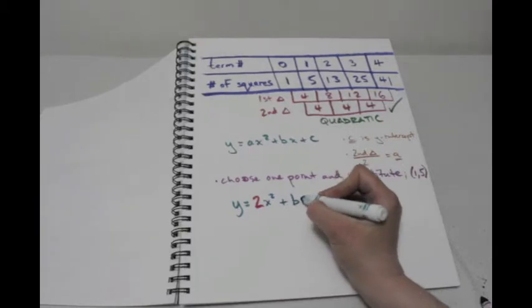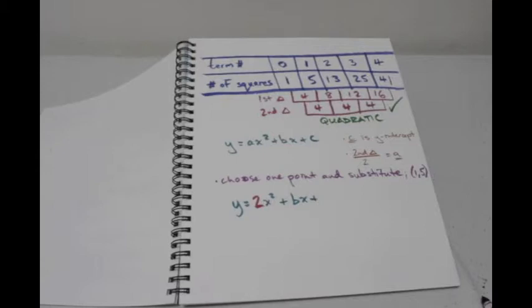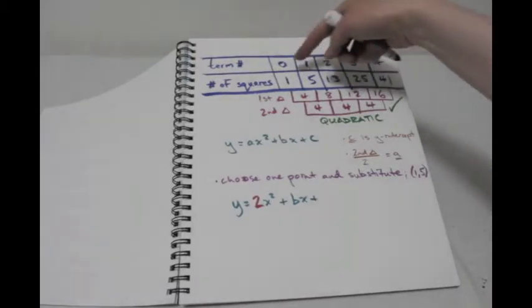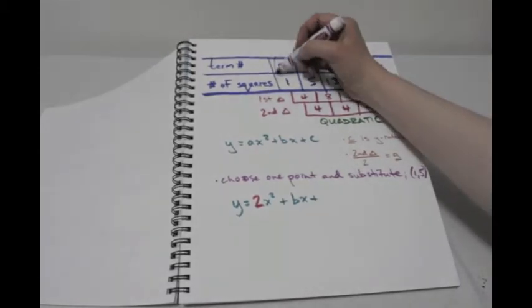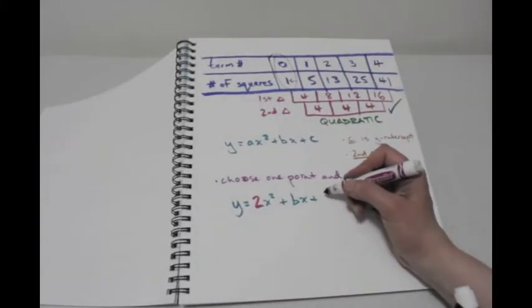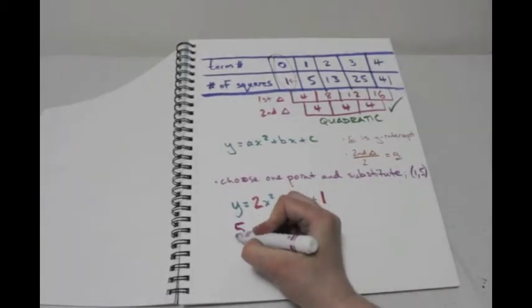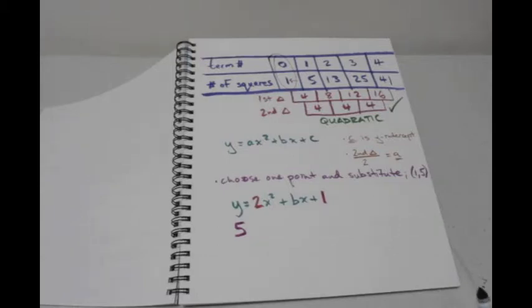I don't know my b value. I know c is the y-intercept. Y-intercept is, well, when x equals 0, right? So there's the y-intercept right there. So I'll put a 1 in there. Now I'll substitute this point, 1 comma 5. So 5 goes where the y is.